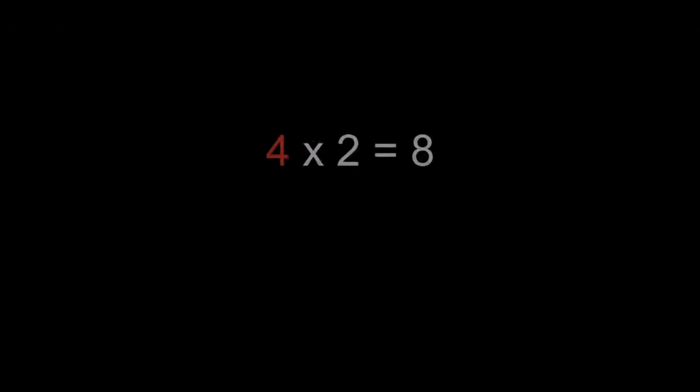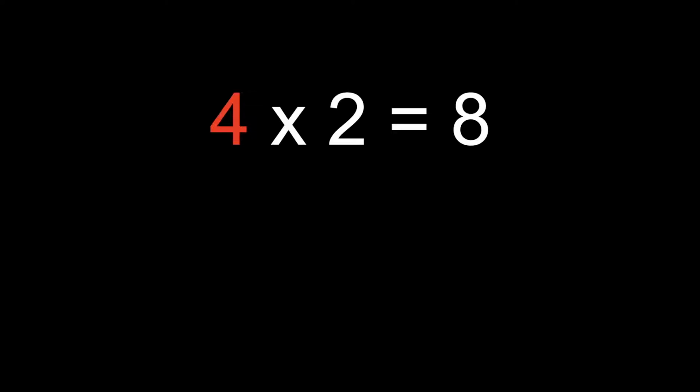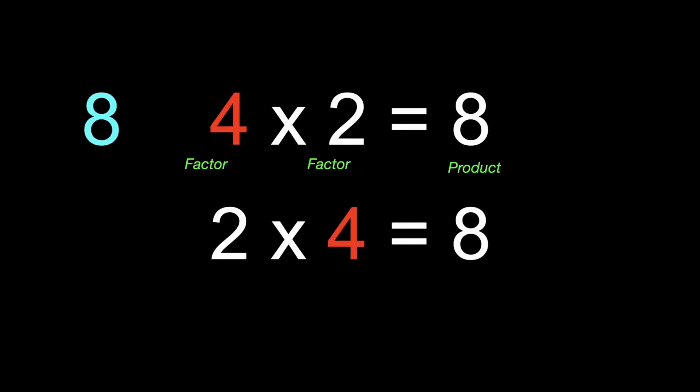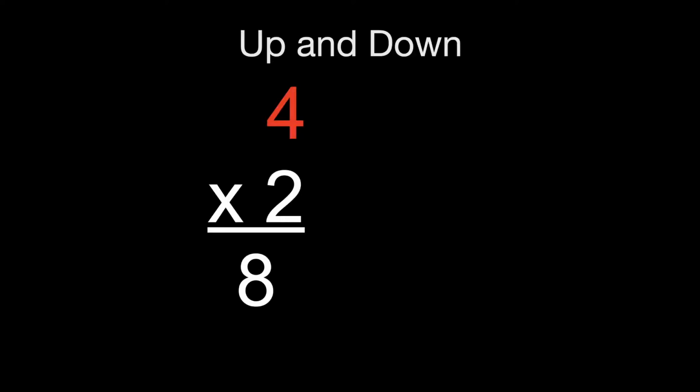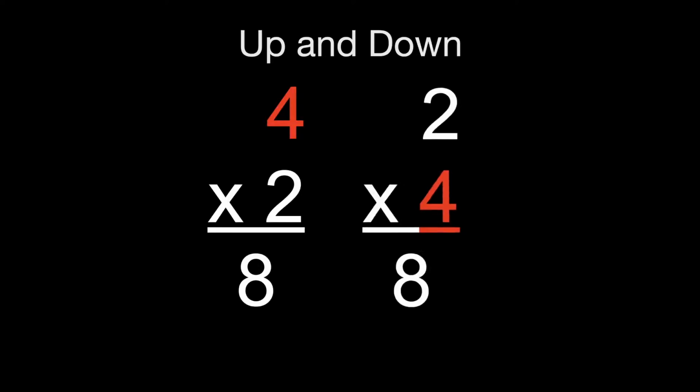Okay, let's go. The numbers that you multiply, for example, 4 times 2, are called factors. The answer, in this case, 8, is called the product. You can switch the factors and you will still get the same answer. You can also go up and down. For example, 4 times 2 is 8, and if you switch it, it's also going to be 8.